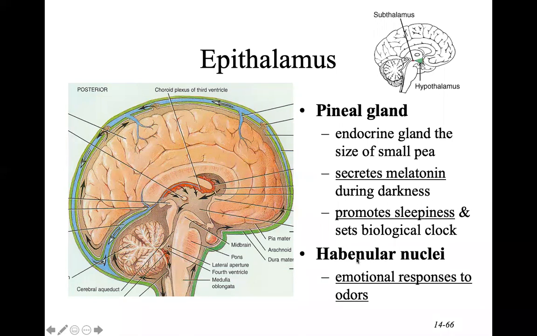There's another nuclei, that's the habenular nuclei, that deals with the emotional response to odors. So if someone's wearing a cologne or perfume, you can go, that smells delicious, or wow, that smells great, or grandma's pie, oh, yummy, right? An emotional response to certain scents.